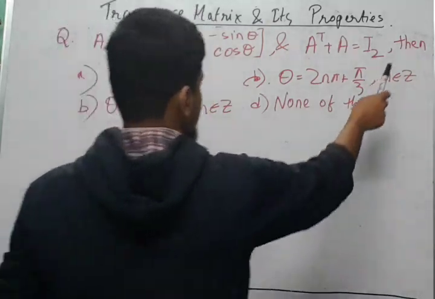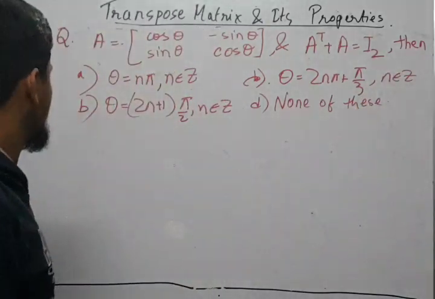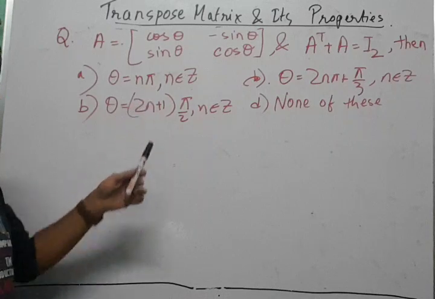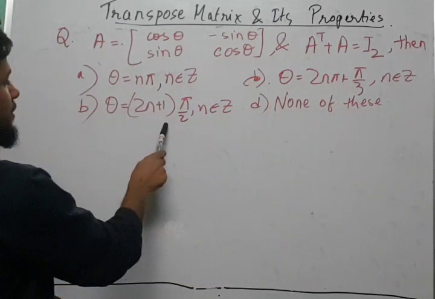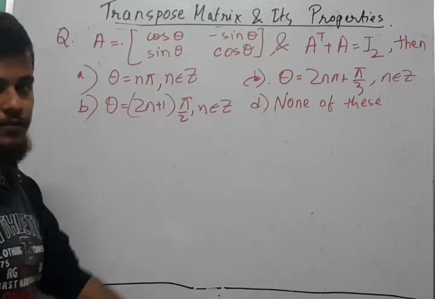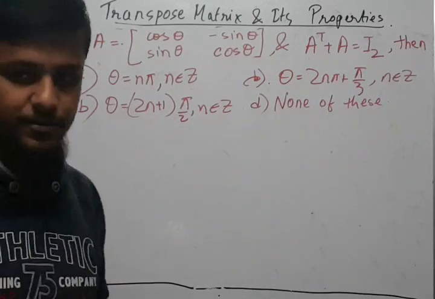In that case, the first option is option A. We have theta is equal to n pi, theta is equal to twice n plus pi by 3, and theta is equal to twice n plus 1 by pi by 2, and then we have none of these. So these are the options associated.